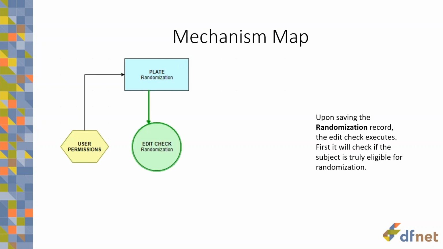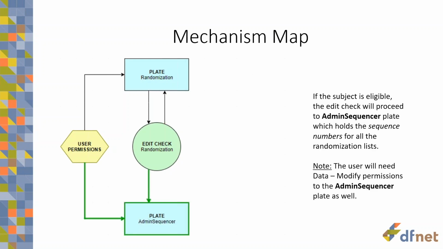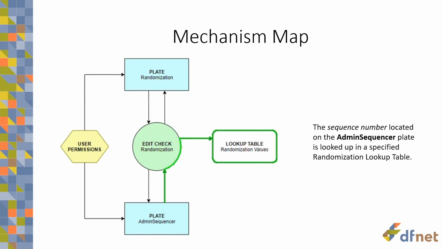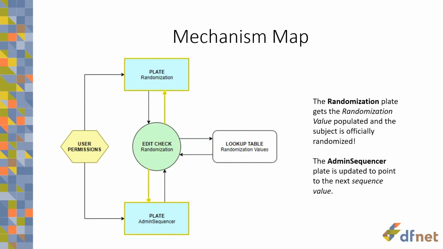The mechanism map is, as previously shown, the randomization plate. It has an edit check called randomization on there that randomizes the participant, and the process that it goes through is it checks if someone is eligible. If they're not eligible, the user gets bounced back to the randomization plate. If they are eligible, the edit check then goes to the admin sequencer plate, and it will give that sequence value to the edit check, which then looks it up in a lookup table, and that lookup table brings it back to the edit check, and then that information gets plugged into the admin sequencer and the randomization plate, so the next randomization can be ready.